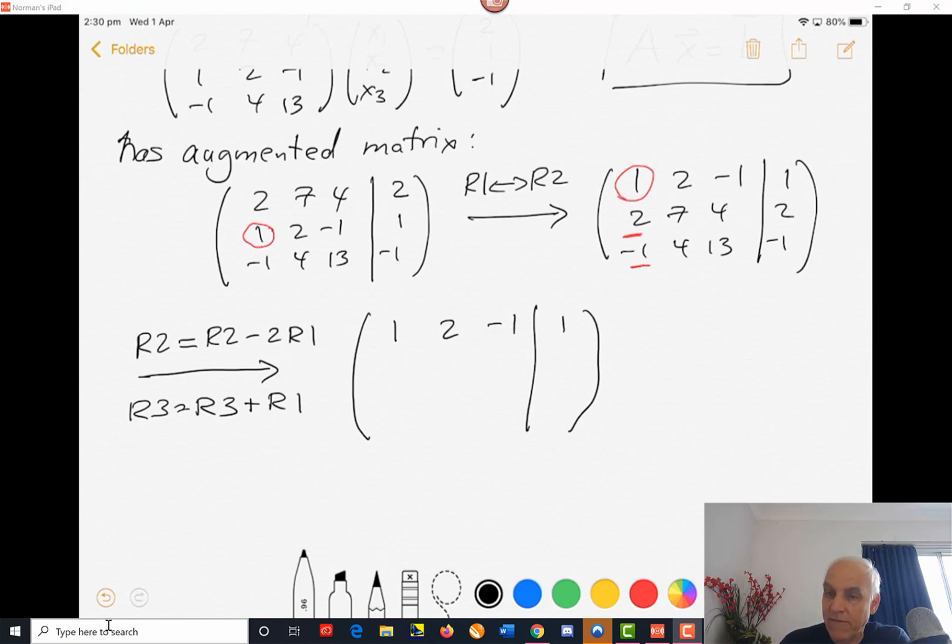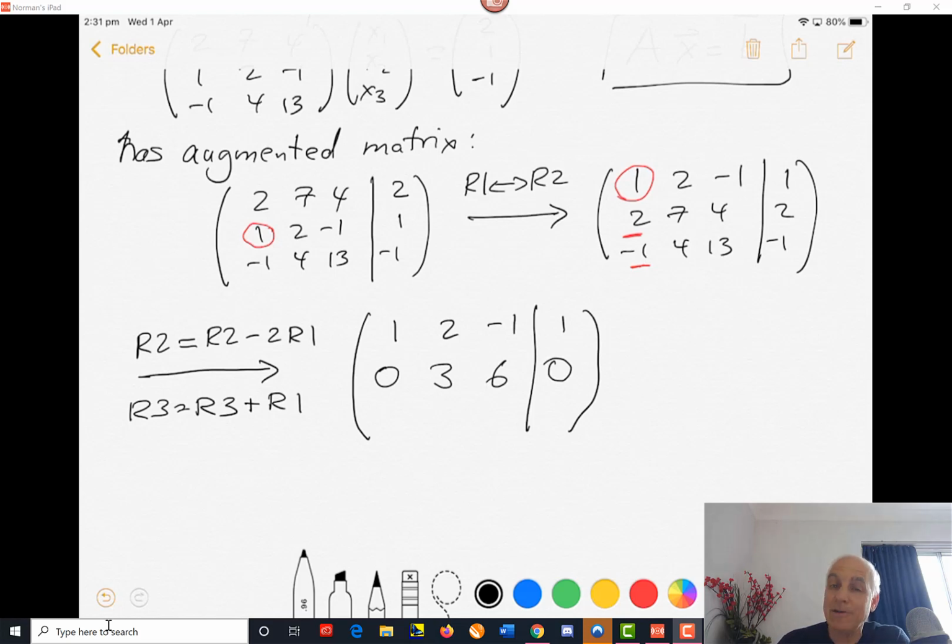2, 7, 4, 2, that row, minus 2 times the row 1, 2, minus 1, 1. Okay, so what are we going to get? The 2 minus 2 times 1 is 0. 7 minus 2 times 2 is 3. 4 minus 2 times minus 1 is the same as 4 plus 2, which is 6. And 2 minus 2 times 1 is 0.